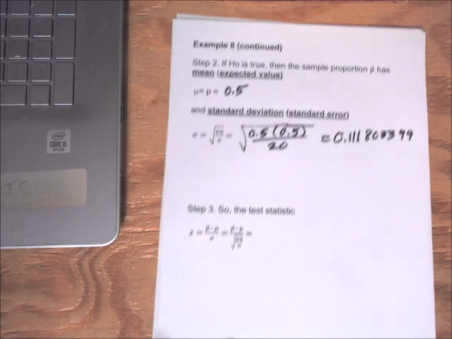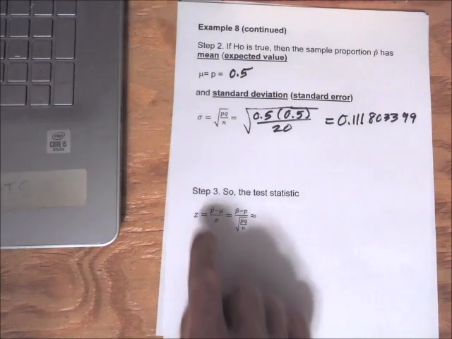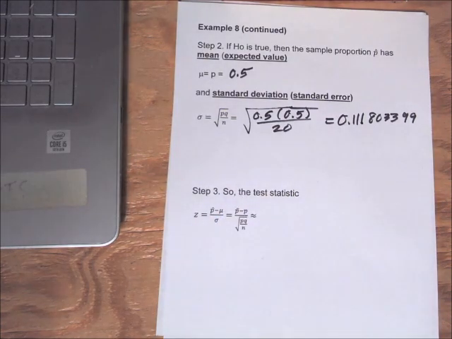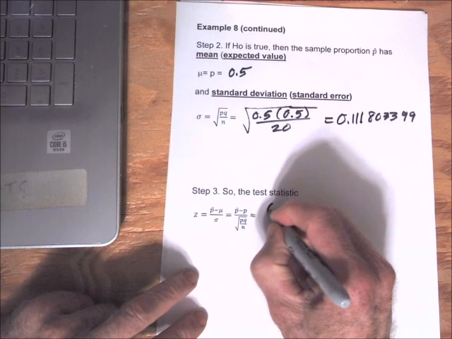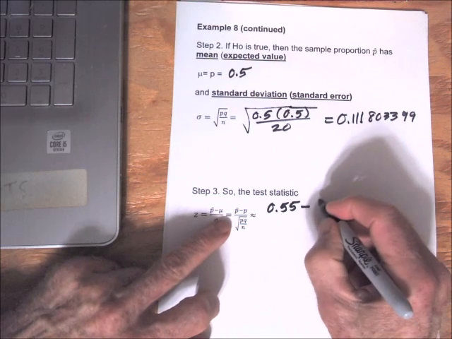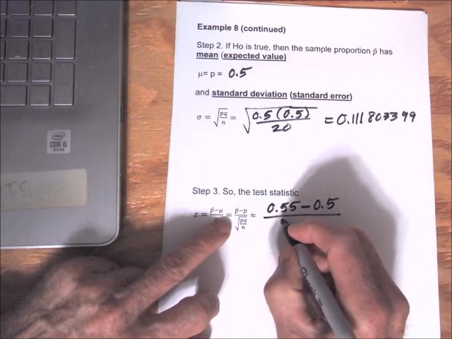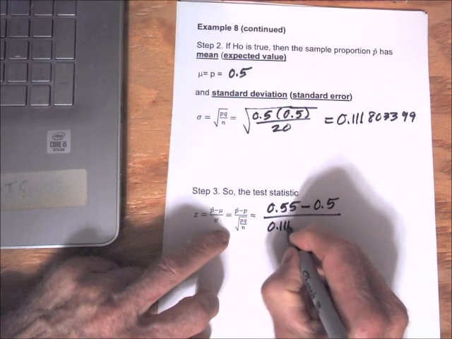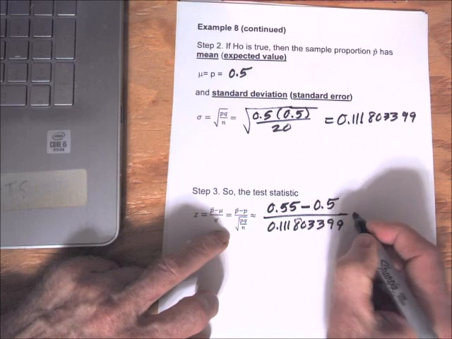And then we can compute this test statistic. You might recall a z-score from earlier in the semester: the score minus the mean divided by the standard deviation. The score here is going to be our sample proportion, which is 0.55, p hat. The mean of p hat is 0.5 if H naught is true. The standard deviation is 0.111803399 if H naught is true.